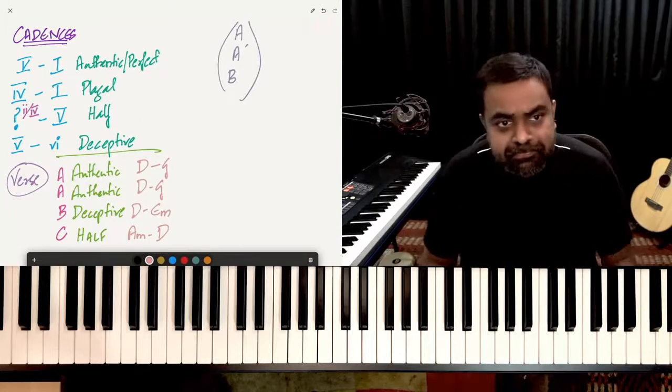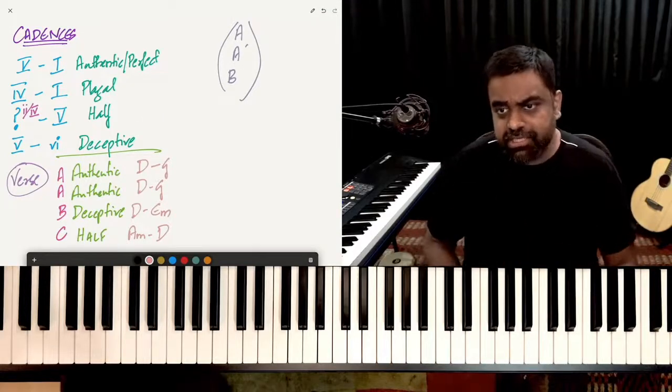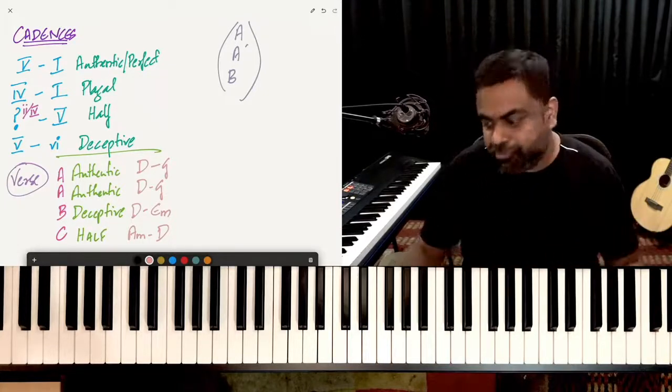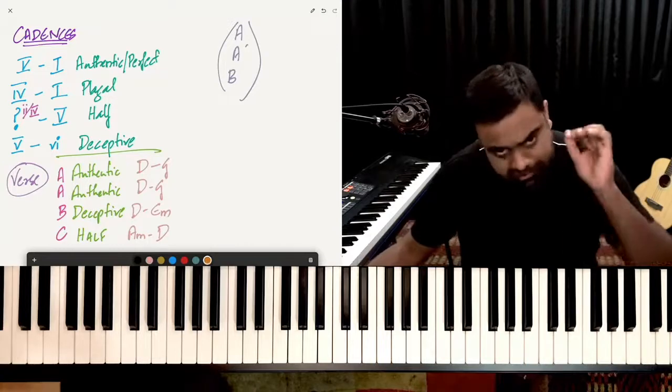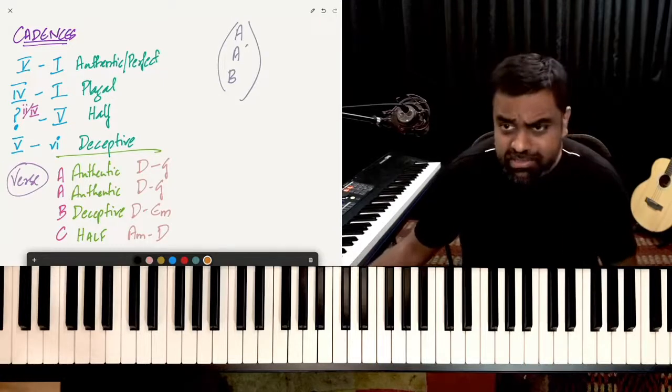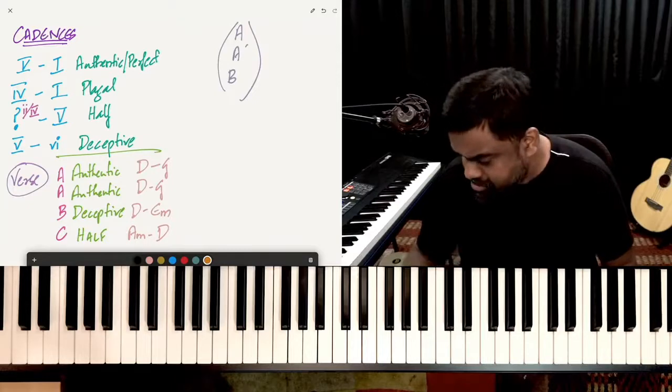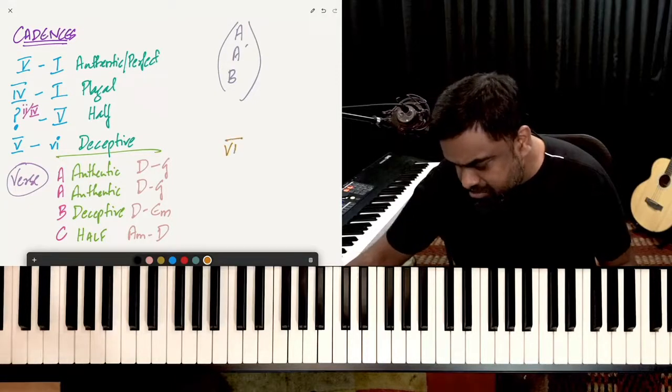So this is an introduction to cadences, and there are a lot of lessons which take things even more forward. You should definitely type cadences on YouTube. You'll get a lot of stuff, and the notes are also there which you could consider getting an access to. There are some cadences which are really cool.